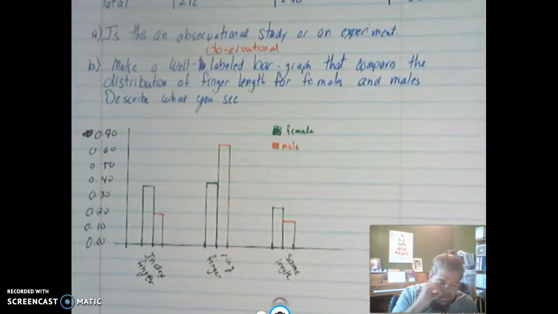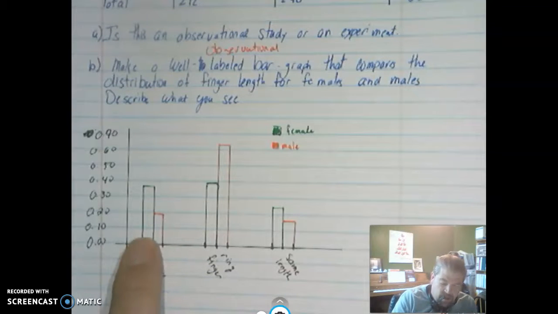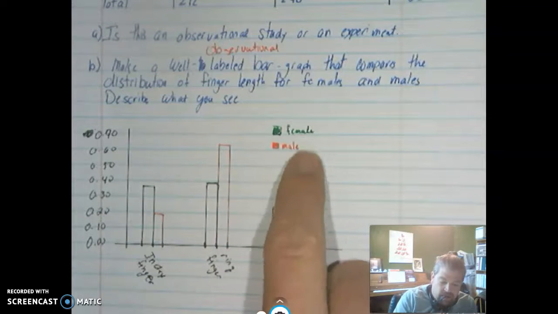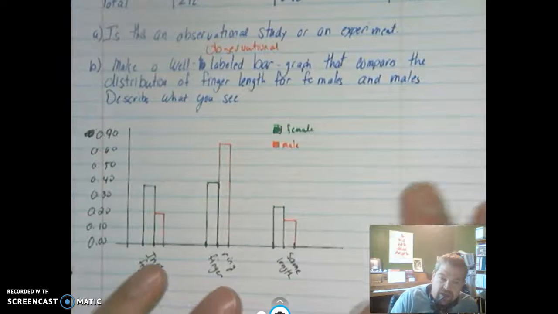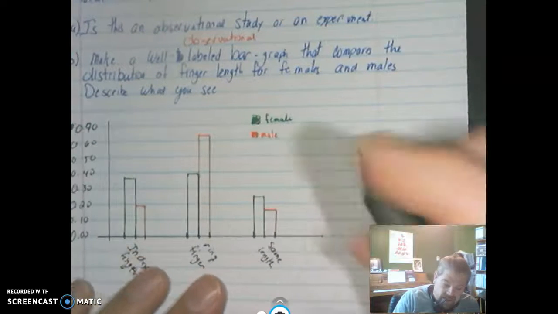All right. So here is my completed bar graph. The green represents the female, the red represents the male. I try to keep that color coded so we can see that. Then it asks us to write something up about this. So I would just come in here, and again, we're going to say what we see.